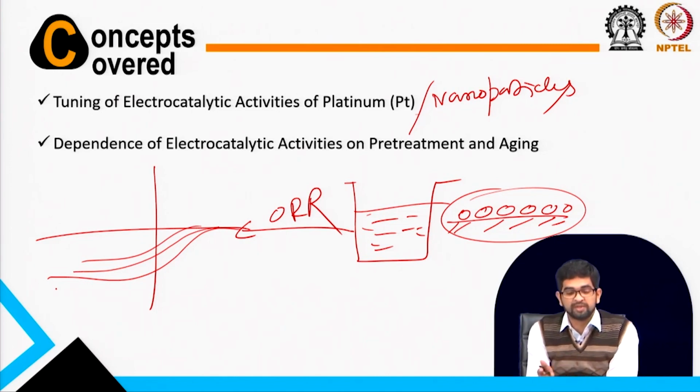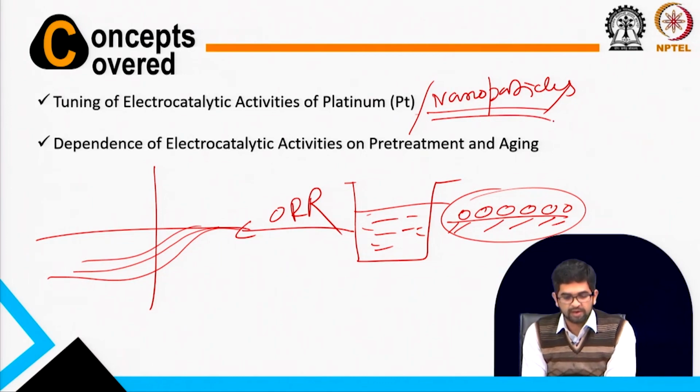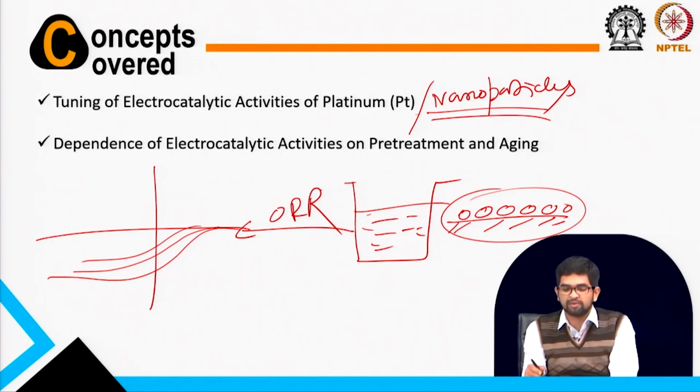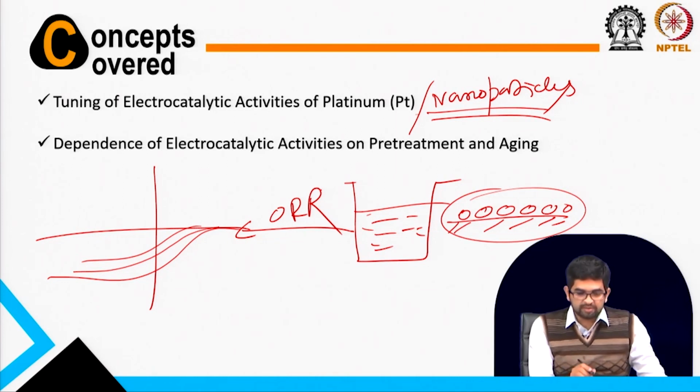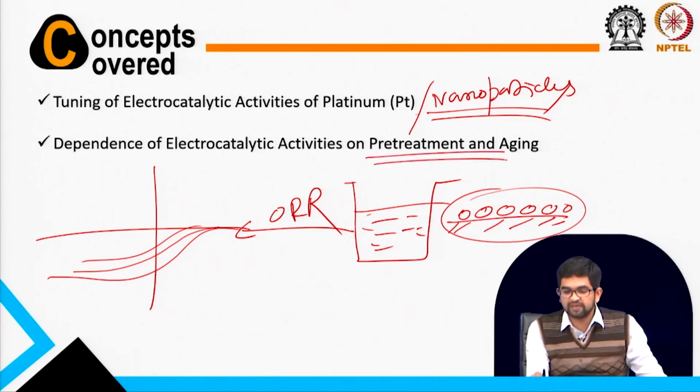Now I will show you some results and then explain for the nanoparticle case too, and why this activity depends on the aging. I am going to explain that for the nanoparticle case also. So just try to remember that these activities are actually not stable, that's why I am saying this.